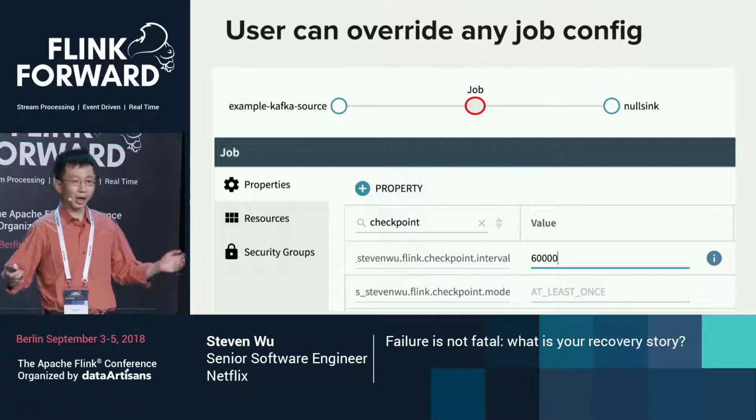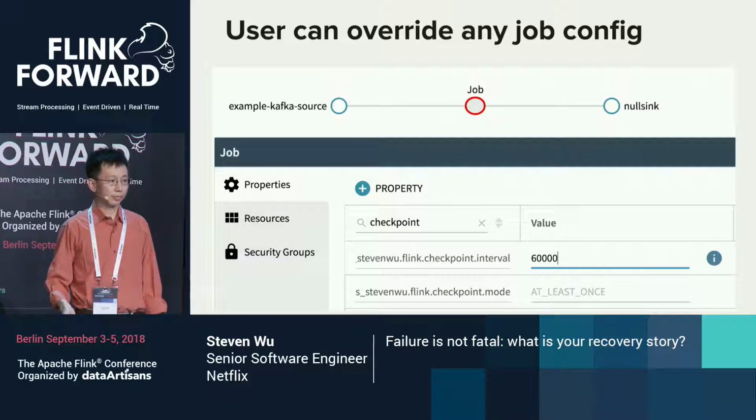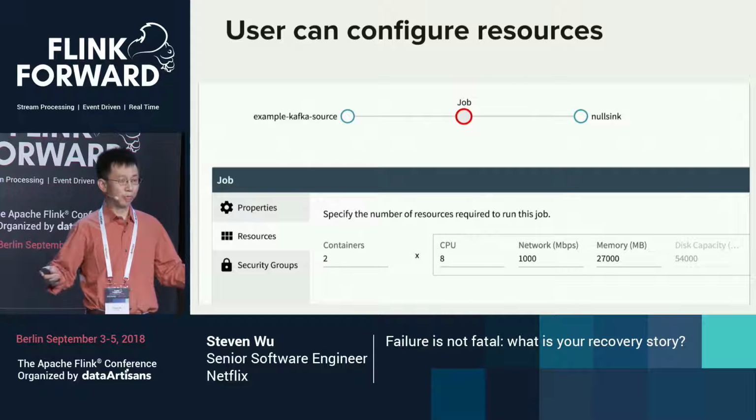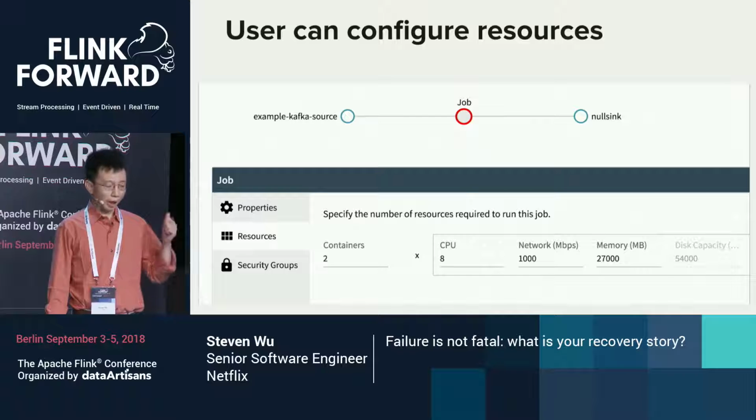User can choose to override any other job config, like Flink checkpoint interval. And user can configure the resource required for the job. For example, here, I configure two containers, each with a CPU, 1 gigabit of network, and 27 gigabytes of memory.